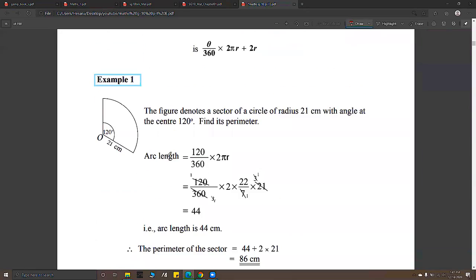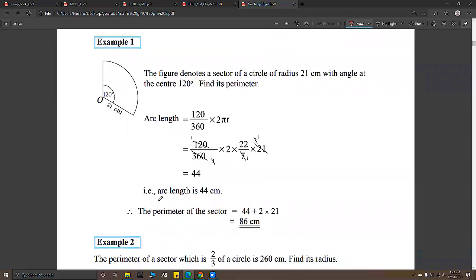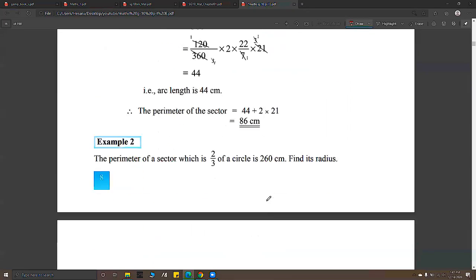Here, the arc length uses 120 over 360. This is the fraction. I'm not going to explain again how to get the arc length. The arc length is 44. So the perimeter is the arc length plus 2 times the radius, 2 times 21, which is 86 centimeters.